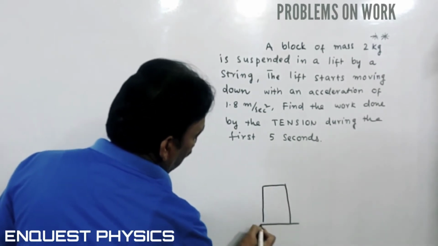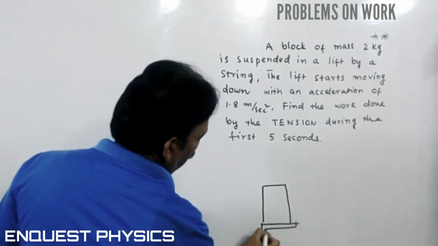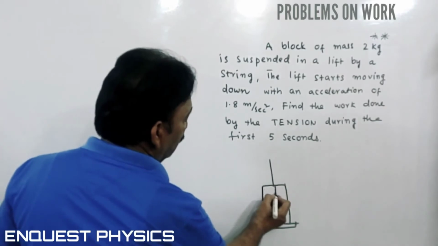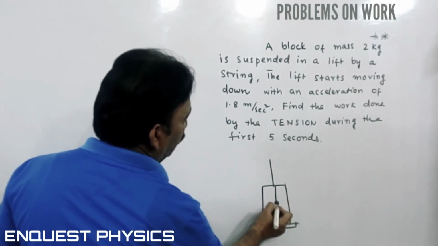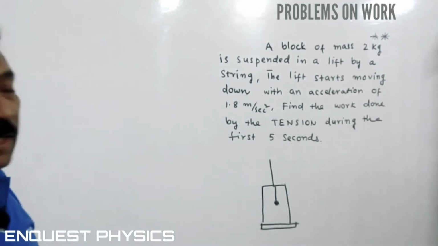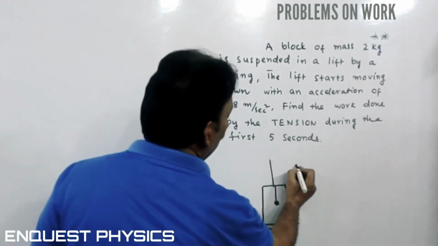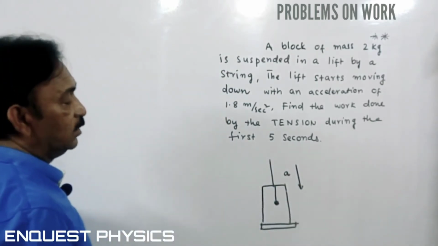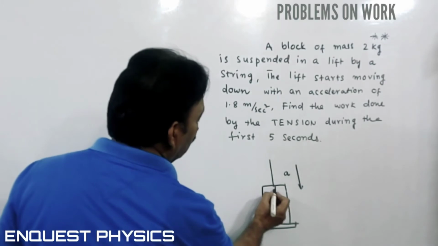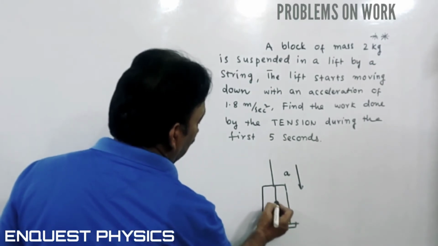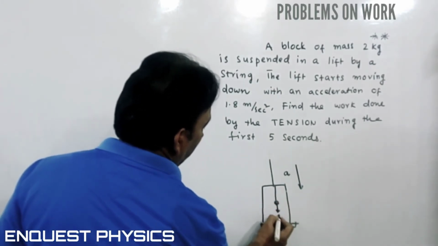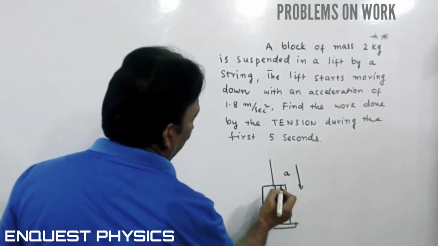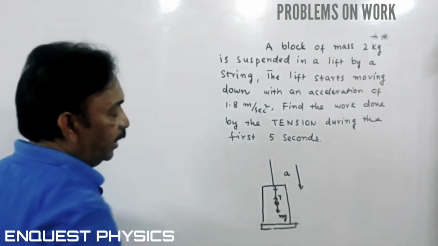Let's say it is the lift, being suspended by a string, and to this we suspend a pendulum bob, and the lift is moving down with an acceleration of a. Then we have to find out the tension. You know that weight is acting vertically downwards, and the tension always moves away from the point of contact.